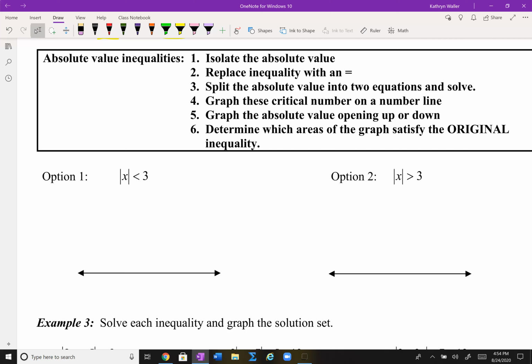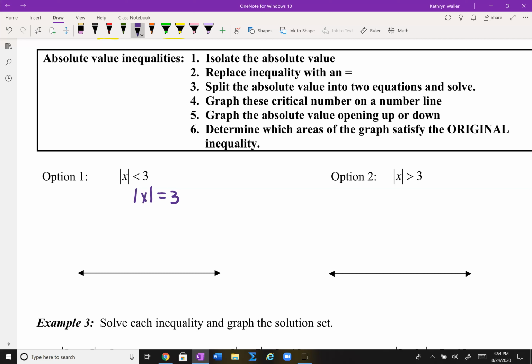So look at option 1. Do you see how you have an absolute value and you have an inequality, okay? So step 1, get the absolute value alone. It is. Step number 2, make the inequality an equal sign. So I want you to write it as the absolute value of x equals 3.